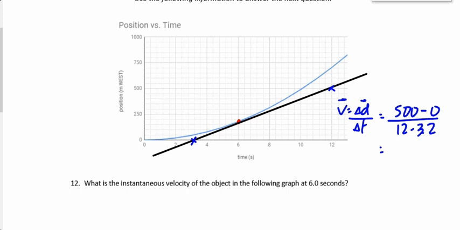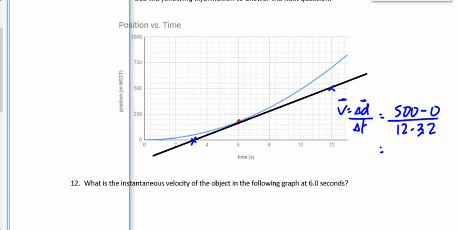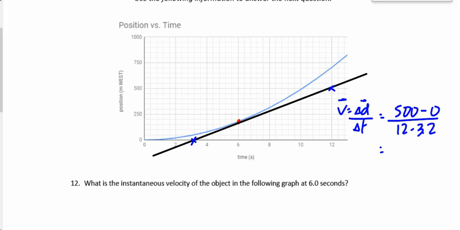Man, it's hard to see it close up. Can you guys see it better than I can? Those lines are really hard to see, right? 500 divided by 12 minus 3.2. Let's figure that out. When I do it this time, I get 57 meters per second. In my answer key, I think I said I had 58 meters per second.